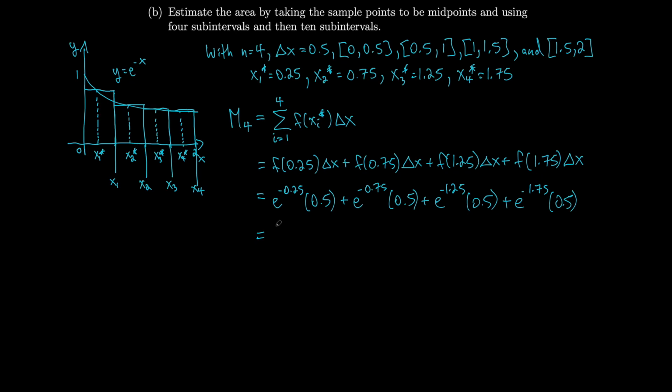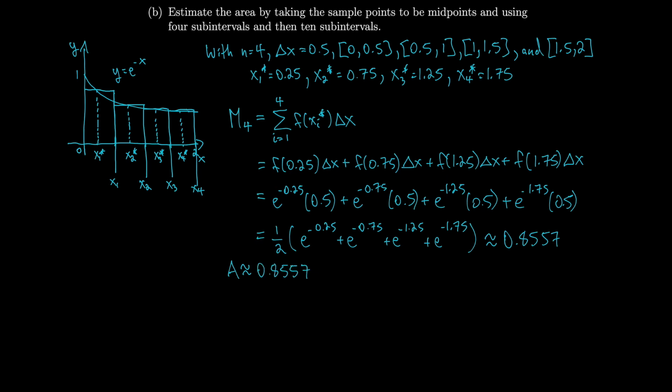We can factor out that 0.5, so we factor out a half, and we write out all these e's again, which is good to show every step, and that way we can see that we're not messing up the entire thing, especially with so many numbers going on over here. If we use a calculator, we get that this is approximately 0.8557. So that means that our area is approximately 0.8557. To get the exact area, we would have had to take a limit here.